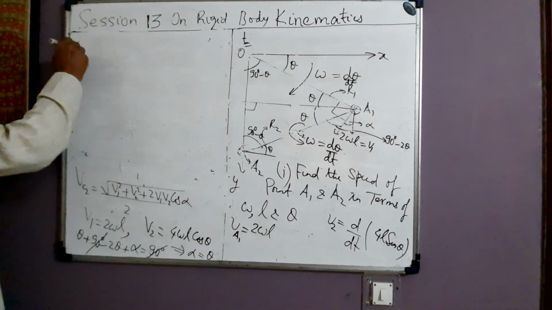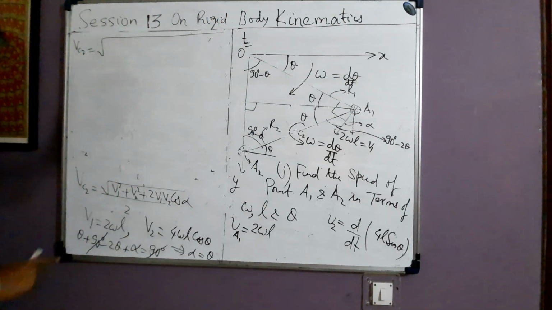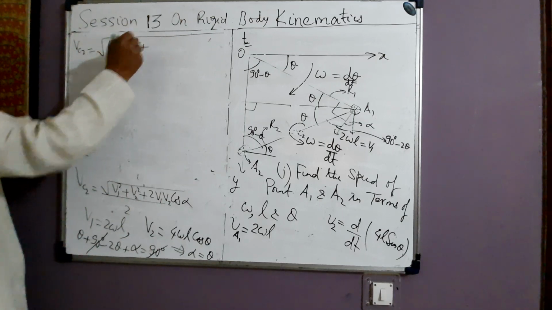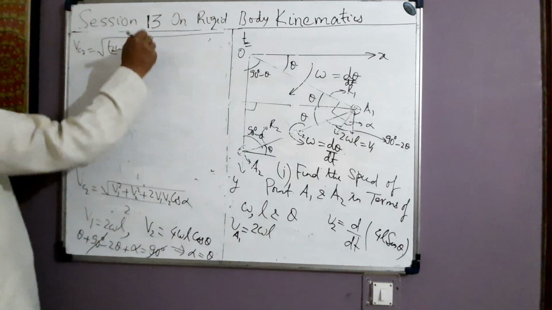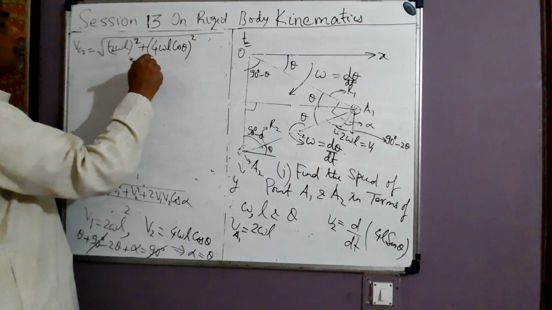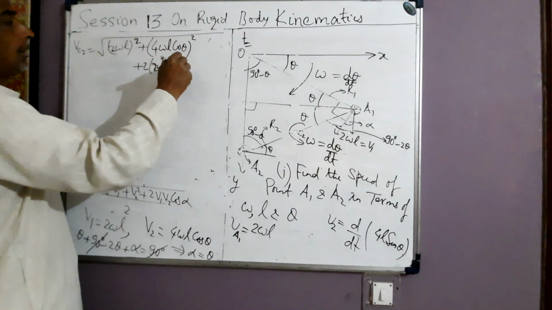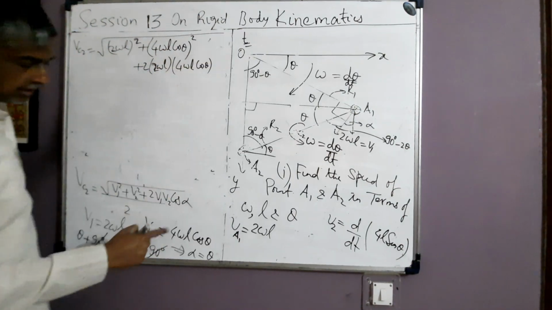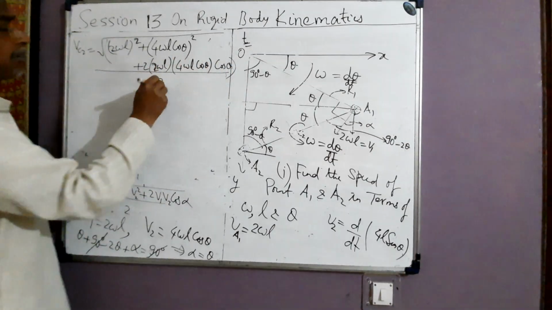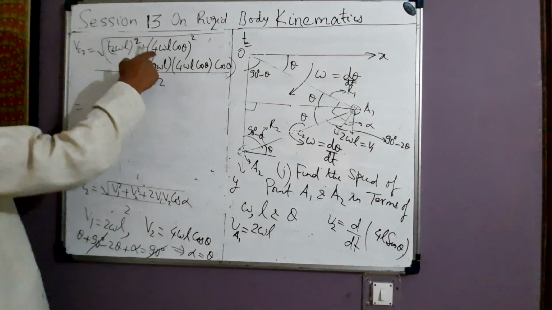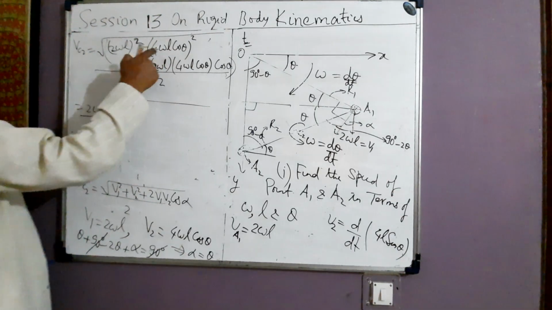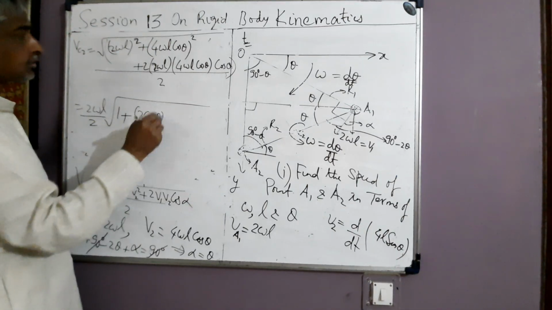So VC2 becomes root under V1 is 2 omega L, 2 omega L whole square, plus V2 is 4 omega L cos theta, plus 2 times 2 omega L times 4 omega L cos theta into cos alpha. Alpha is just theta, cos theta. This entire thing is inside the root, divided by 2. Now 2 omega L is common, take it outside. 2 omega L by 2 root under 1 plus 2 cos theta whole square.